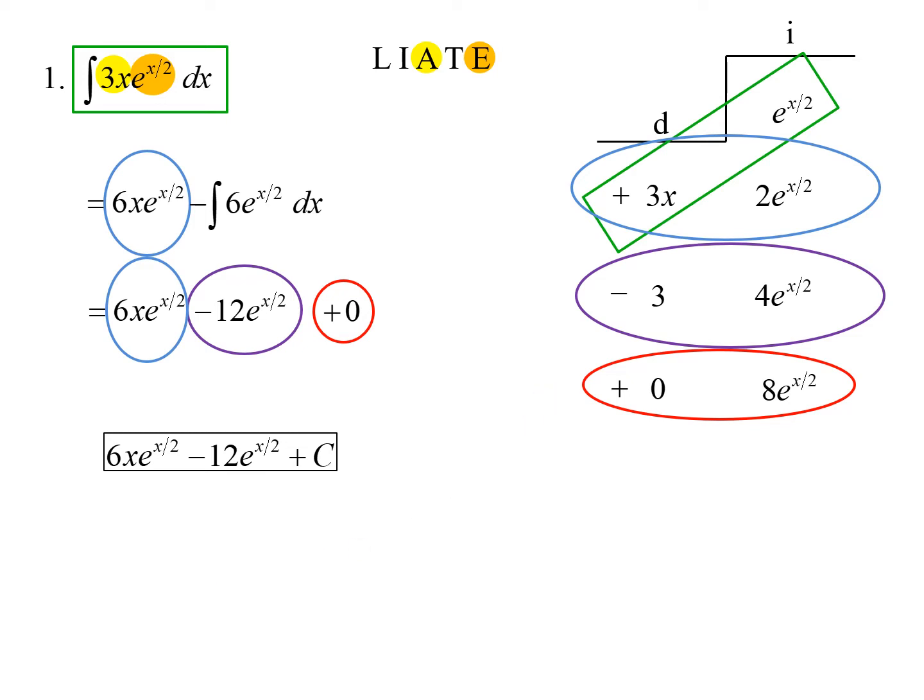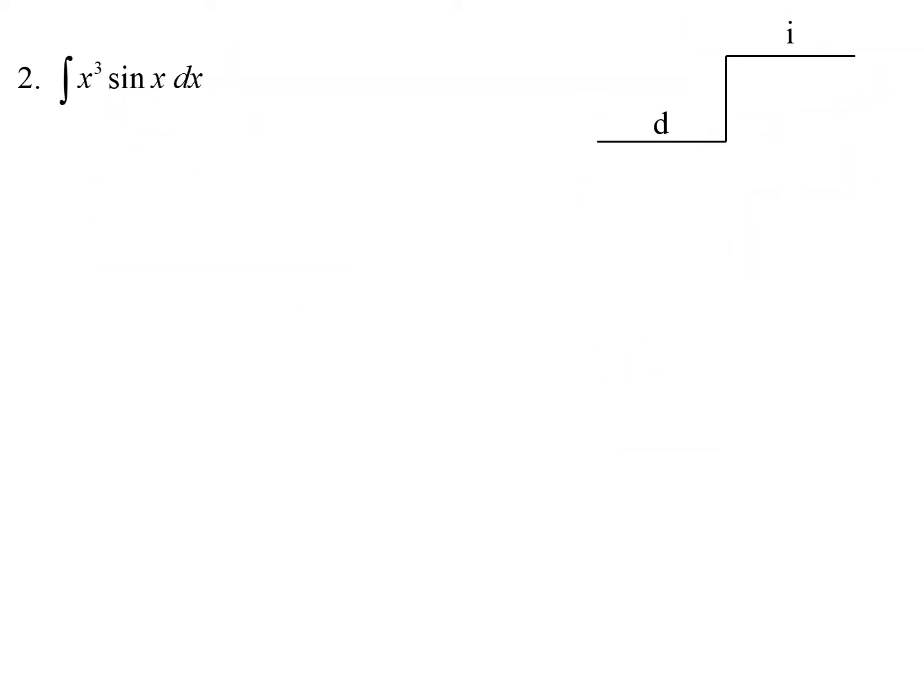So let's take a look at our next example. Here it is, the integral of x cubed sine x dx. We put our LIATE there. We see that the x cubed is algebraic and the sine x is trigonometric. So I'm going to put the x cubed right there in the derivative column, and the sine x I'm going to put in the integral column. So we put them in the same order in which we see them in LIATE. This algebraic is on the left, this trigonometric is on the right, and that's how we do it.